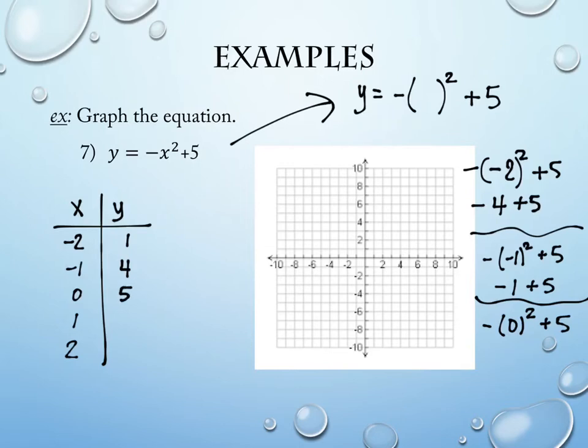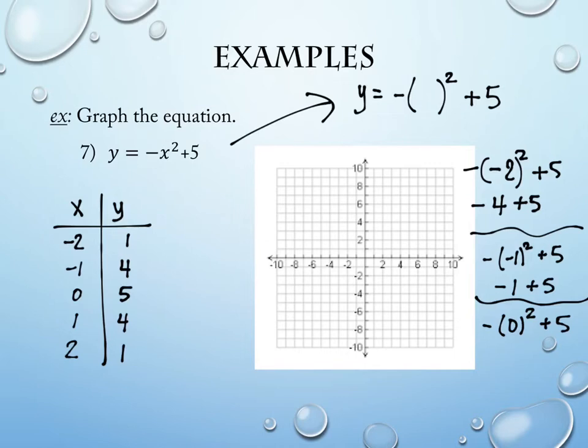Now, if I put in the number 1 and I put in the number -1, the same thing happens, right? Because signs don't change. So 1 squared is 1. The negative in front of it makes it -1, and the 5 afterwards gives me another 4. And the same thing for the number 2, I get the number 1. So as I'm evaluating those and plugging those in, I get the same thing whether it was positive or negative.